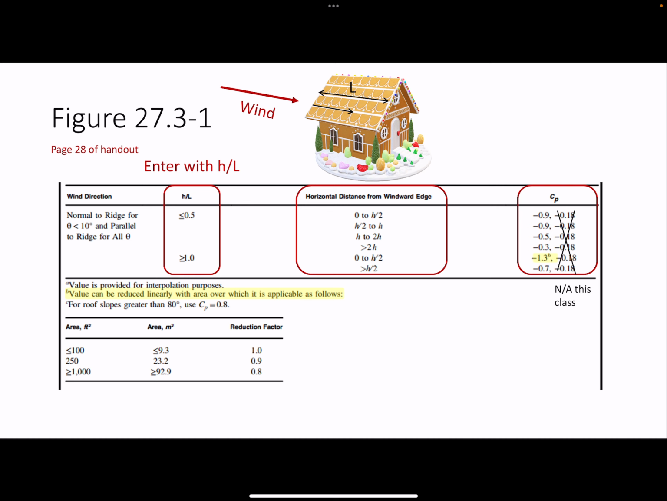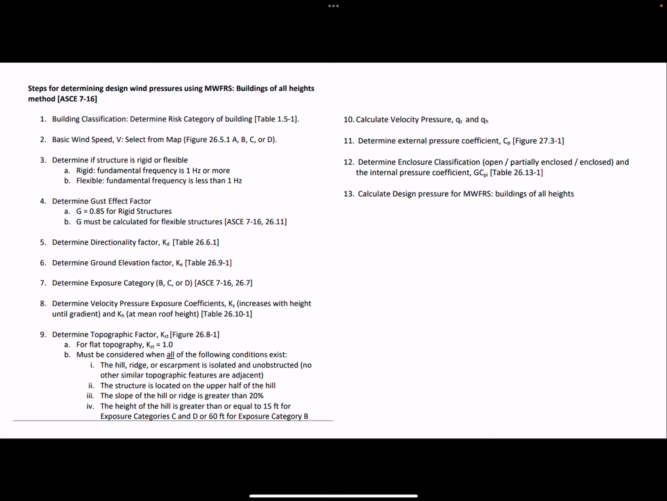So you would take the 0.8 and multiply it by the 1.3 to get your CP value. All right, so that is the complete process for determining the design pressures. Well, we didn't combine the external and internal, but you have the equation for that, right? So those are all the steps that you need to take before you can calculate the design net pressures.